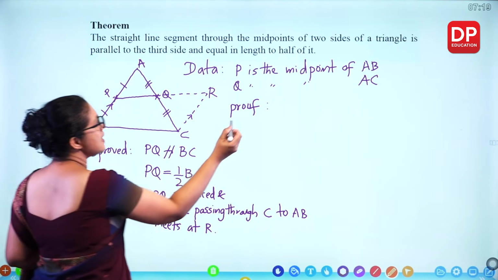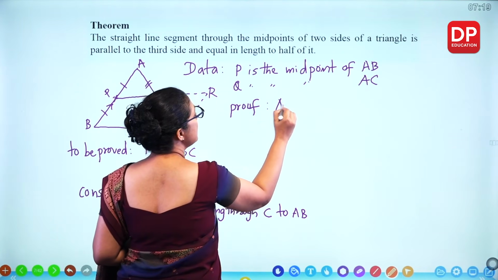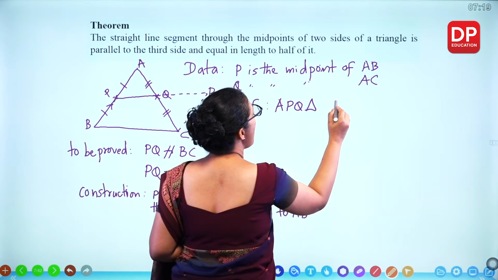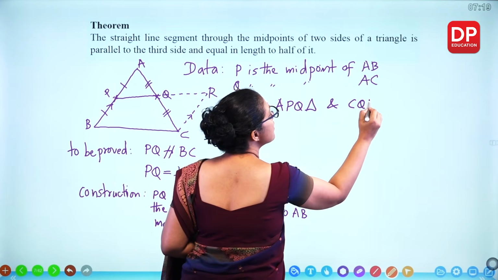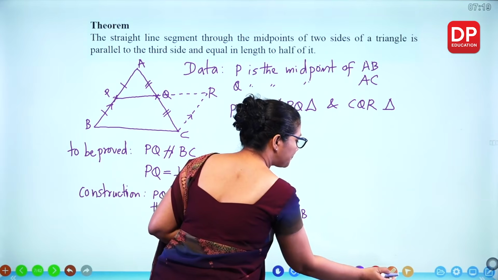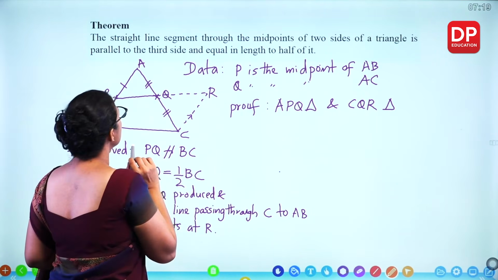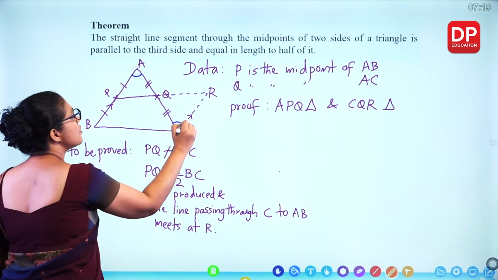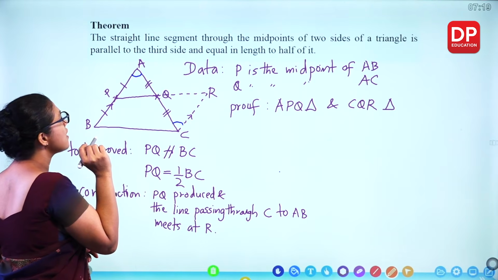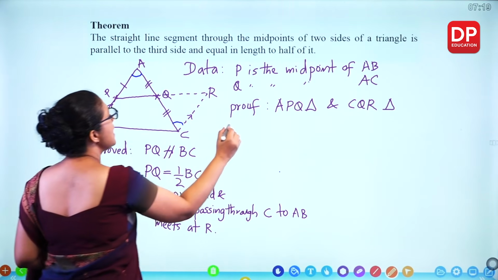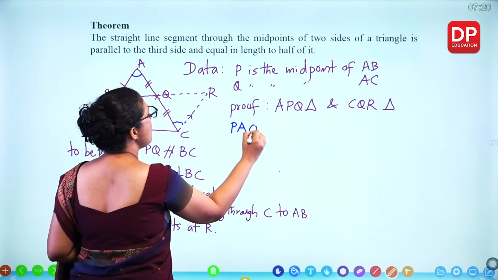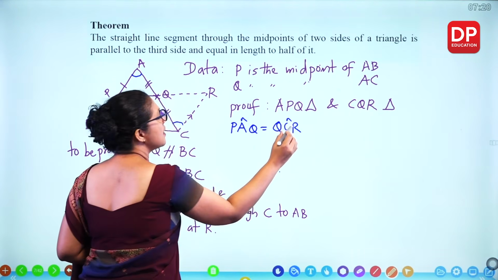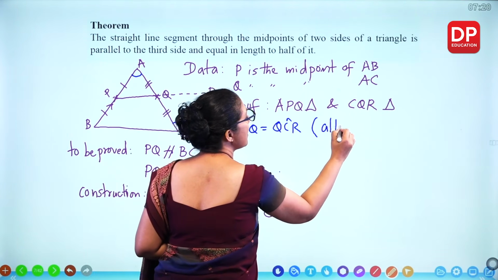So we'll first take APQ triangle and CQR triangle. What you know? We know these two lines are parallel. So this angle is equal to this angle. So what are those? Those are alternate angles. PAQ angle is equal to QCR angle because of alternate angles.